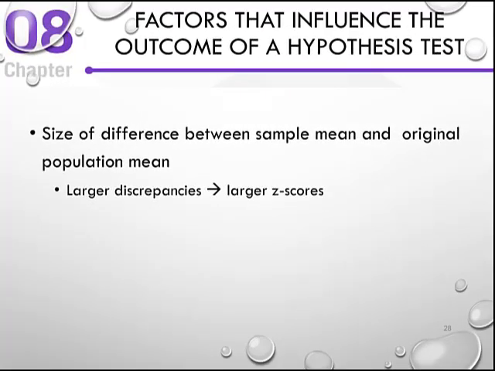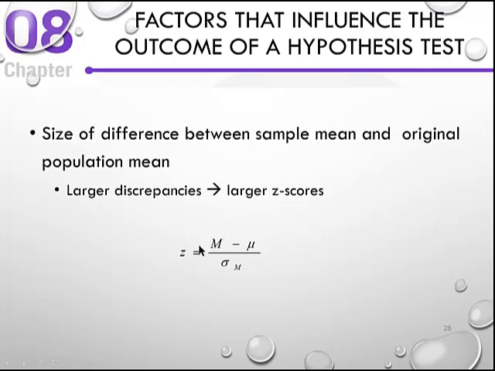There are various factors that influence the outcome of a hypothesis test. If the z-score is large enough to be in the critical region, we said we reject the null hypothesis and conclude that there is a significant treatment effect. Otherwise, we fail to reject and conclude that the treatment does not have a significant effect. The most obvious factor influencing the size of the z-score, if you just look at the formula, is if there's a huge discrepancy between the population mean, the mean that didn't get the treatment, and your sample mean.